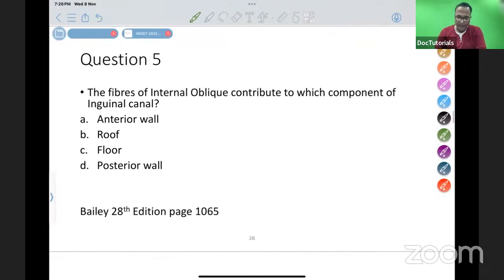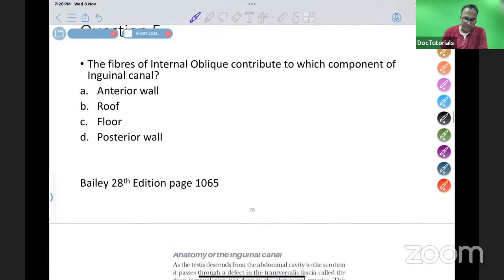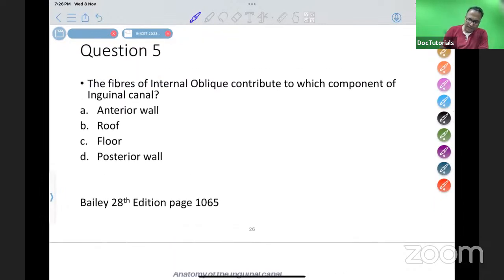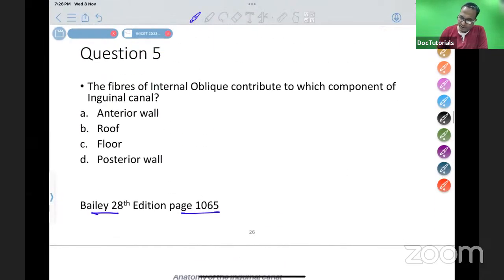So this is again an applied anatomy question. The fibers of internal oblique contribute to which component of the inguinal canal? All these questions are directly from Bailey and Love, page number 1065. This question is directly there. The classical question is the boundaries of the inguinal canal. This is the conjoint tendon. This is the conjoint tendon. And this is the inguinal ligament.